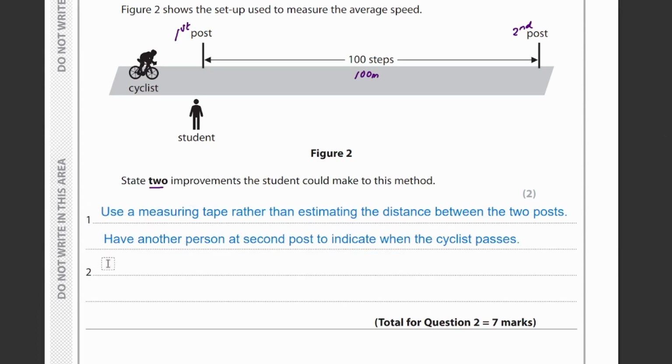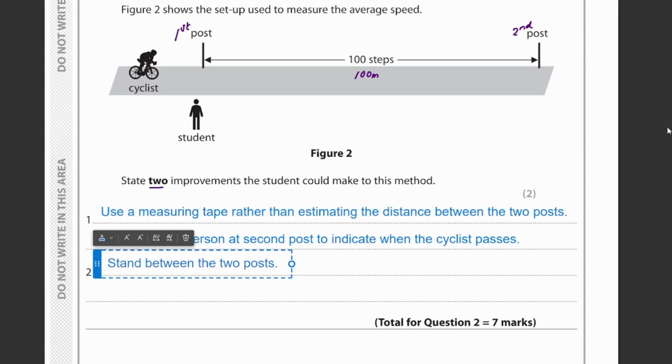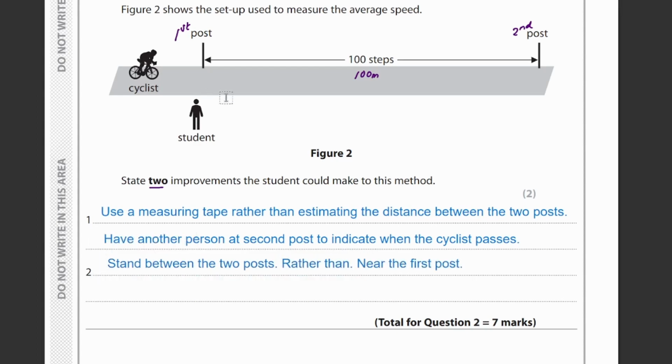Another point that you can actually make is the student can stand between the 2 posts. So stand between the 2 posts rather than near the first post. This means if the student is standing between the 2 posts, that he can actually see when the cyclist is passing the first post and then the second post, rather than having a second person. The first 2 points is more than enough to give you the 2 marks. Now let's have a look at the marking scheme.